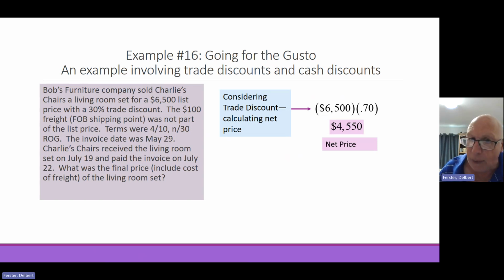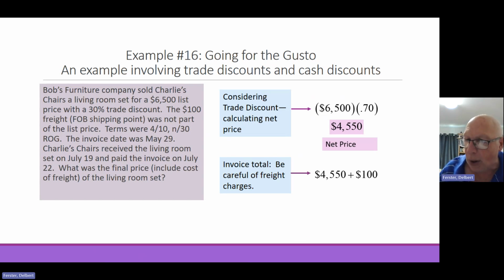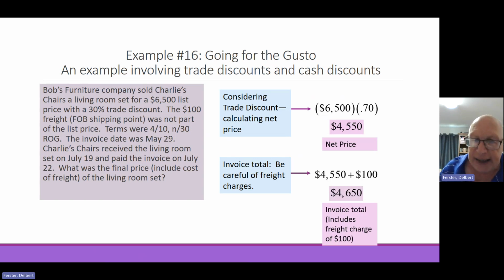That does not include the $100. It's FOB shipping, which means the buyer, in this case Charlie's Chairs, is going to have to pay the $100 freight charge. So the invoice total would reflect that additional $100. So there's $4,650 as an invoice headed out for Charlie's Chairs. All right, so it's 4/10, net 30, receipt of goods. Charlie's gets the chairs on July 19th. So now what he's going to pay is relative to July 19th.